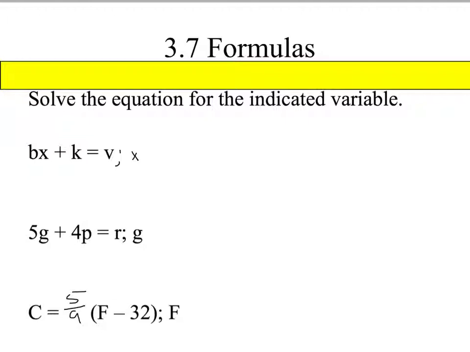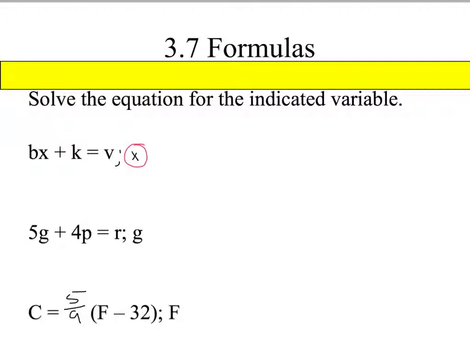Alright, so this first one, we are solving the equation for the indicated variable. That means, if I'm looking at bx plus k is equal to v, I am solving for this x right here. Which means I want to get x all by itself. Okay, so if I look at that equation, I am going to get rid of what's happening with the bx, what's on the same side as that bx, it's that k.